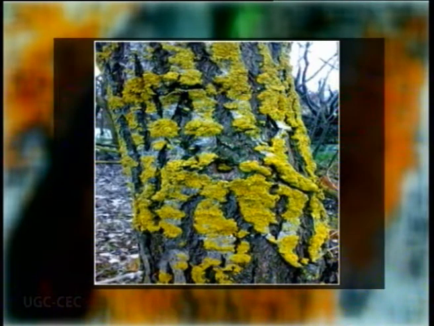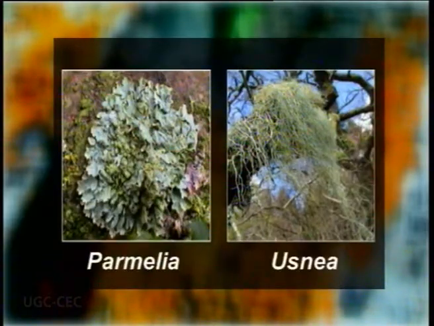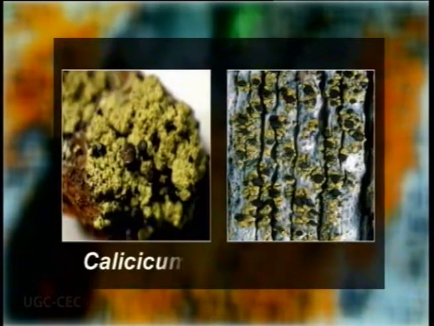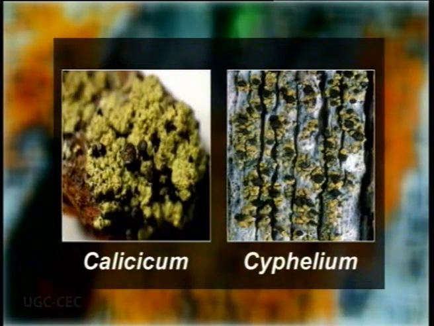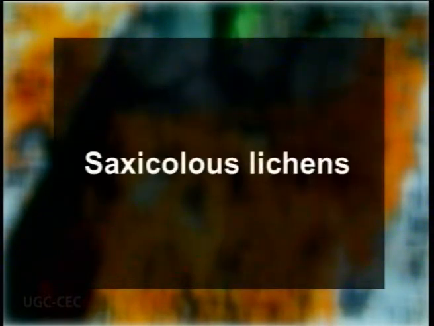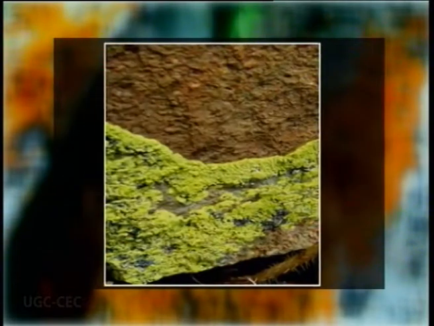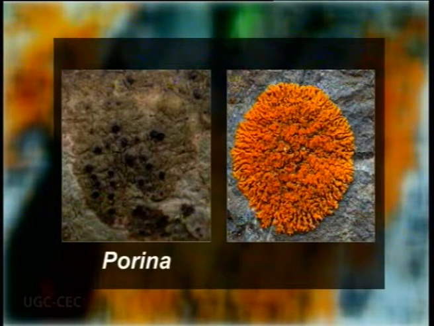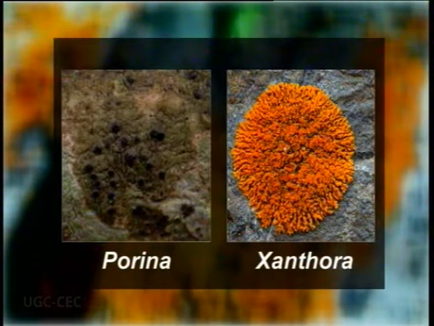First, corticolous lichens. These lichens develop on bark of trees. For example, species of Parmelia and Usnea. Second, lignicolous lichens. They develop directly on wood. For example, species of Calicium and Cyphelium. Third group, saxicolous lichens. These lichens develop on rocky substrata. For example, species of Porina and Xanthoria.